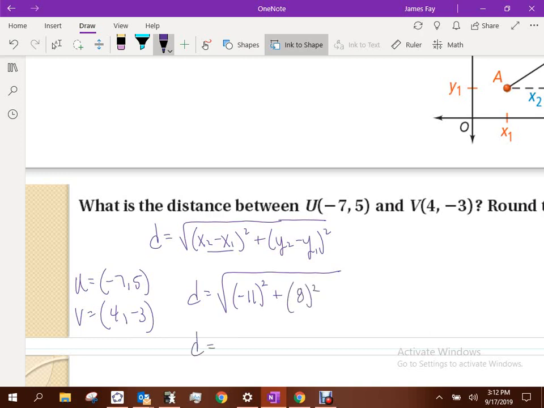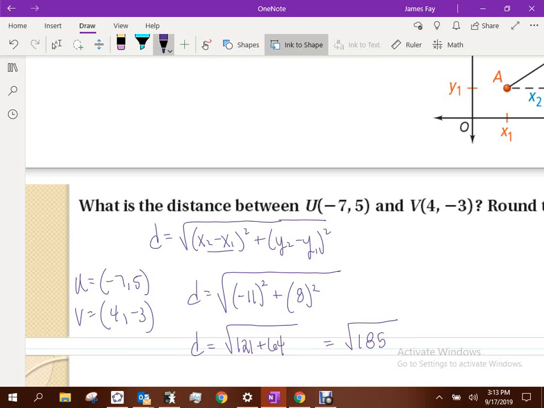And now I can do the work. Negative 11 squared, 121. 8 squared, 64. It's going to give me a distance eventually to be radical 185. We'll talk more tomorrow about what we do with that radical 185. Okay, I think in all your homeworks it's going to ask you to type in your calculator and round it. Okay.